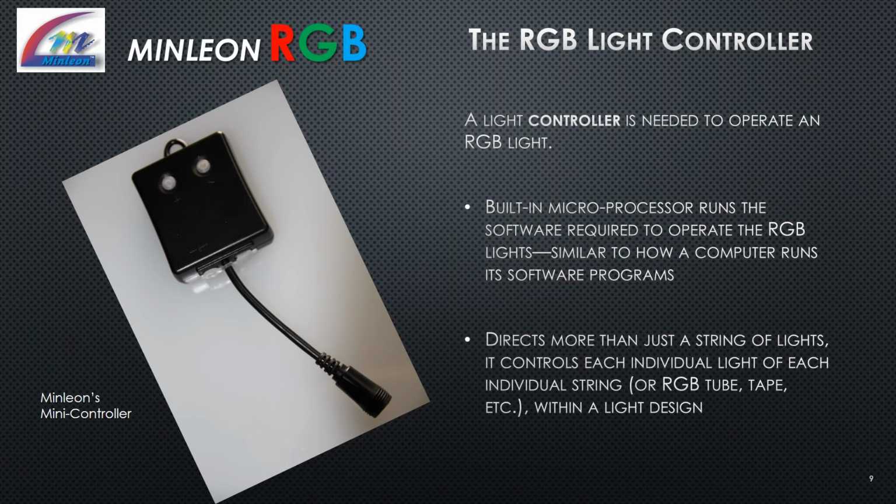The light controller. A light controller is needed to operate an RGB light. A light controller is a device, including a microprocessor, that runs the software required to operate the RGB lights, similar to how a computer runs its software programs. The controller directs more than just a string of lights. It controls each individual light of each individual string, or RGB tube, bar, tape, etc., within a light design.